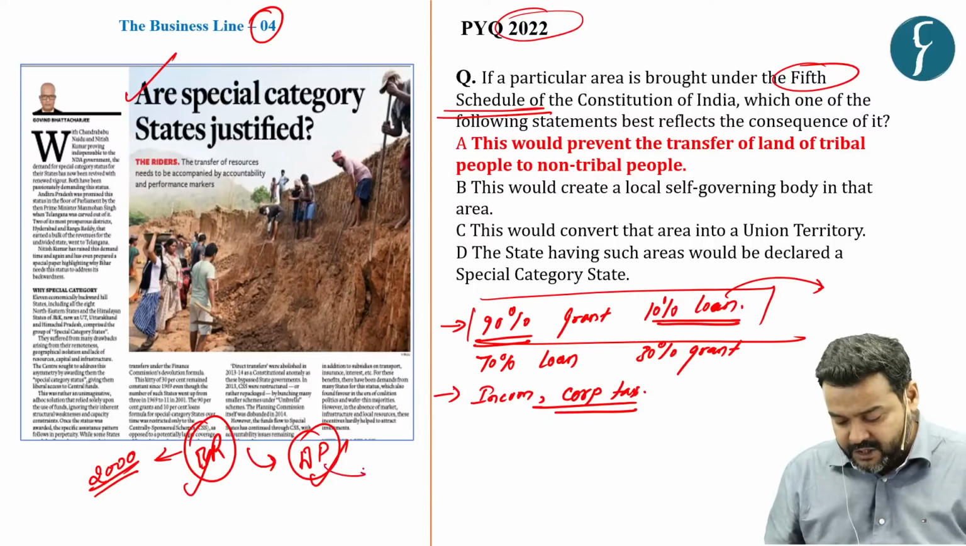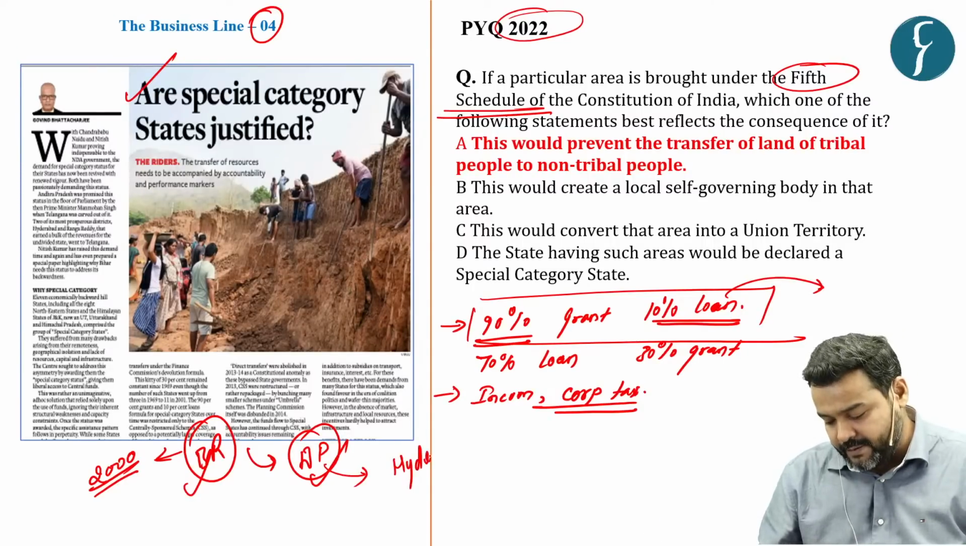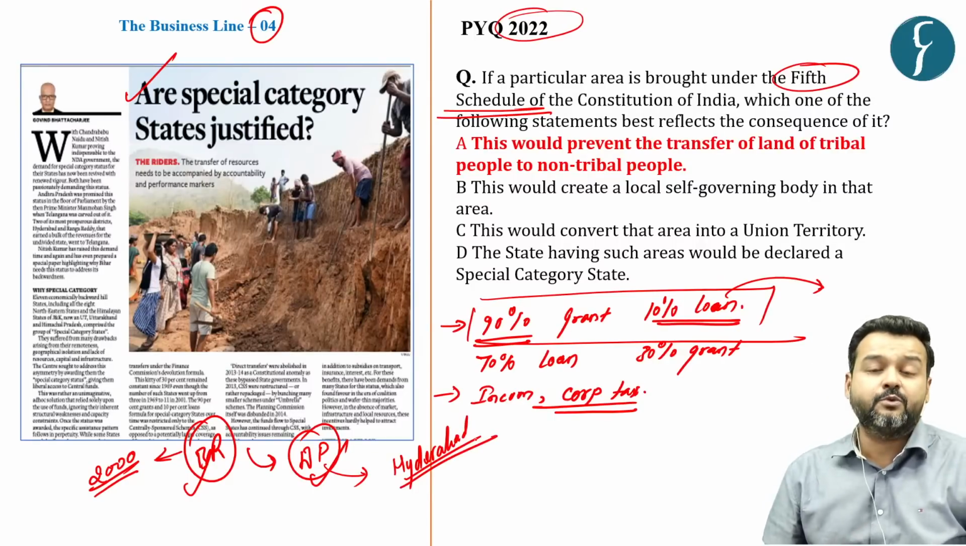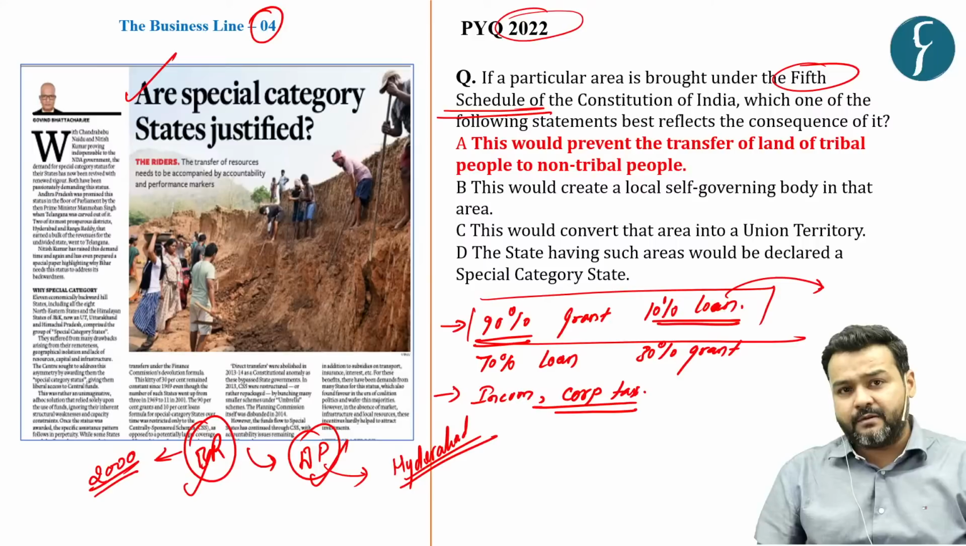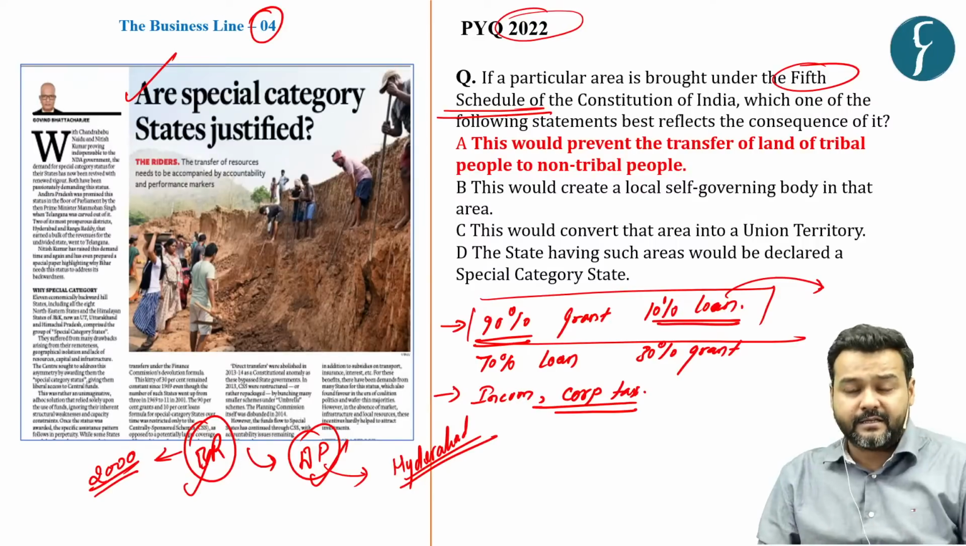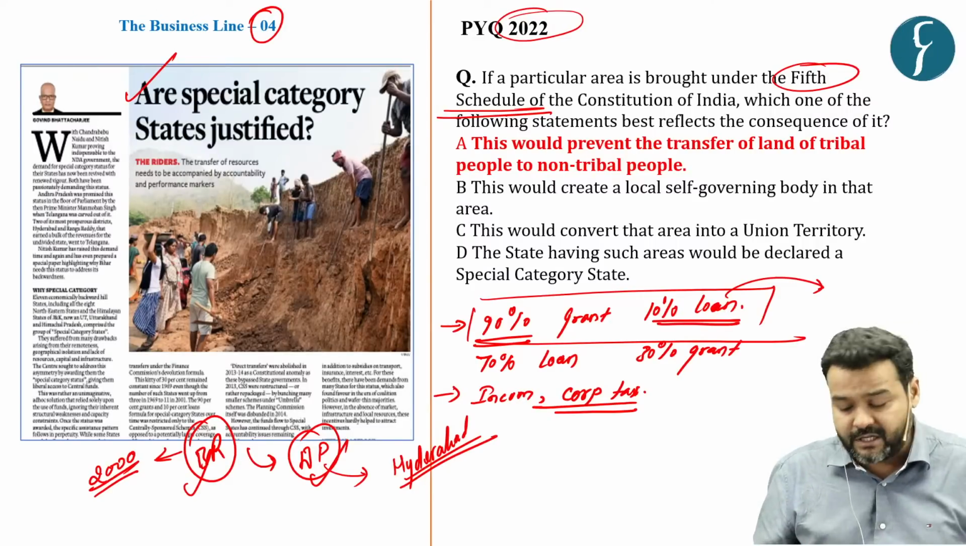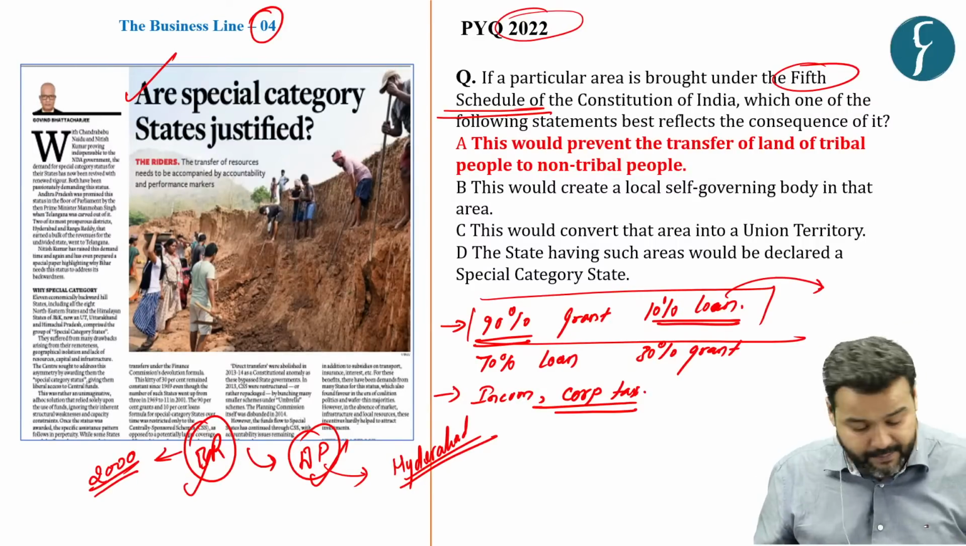Same is the situation with Andhra Pradesh. After the bifurcation, the city of Hyderabad, which was a major source of their revenue, went with Telangana. So they are asking for special category status due to this bifurcation and loss of the city of Hyderabad.